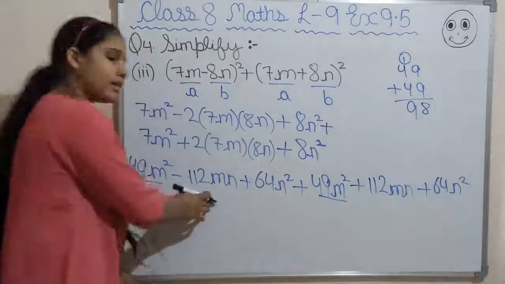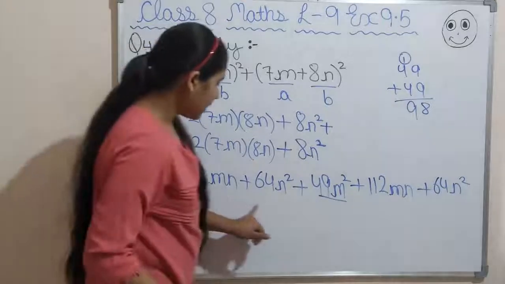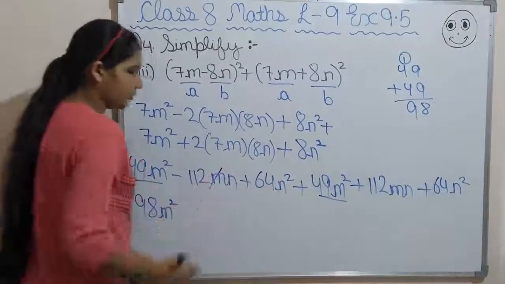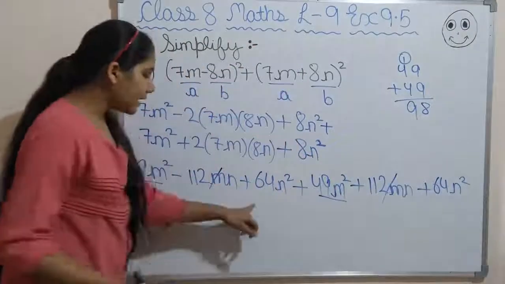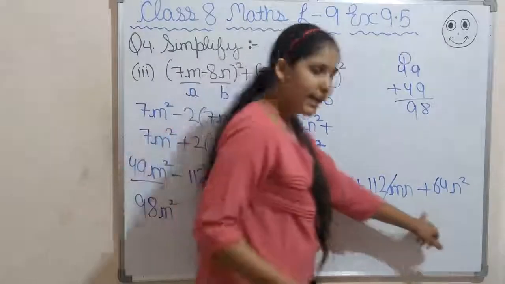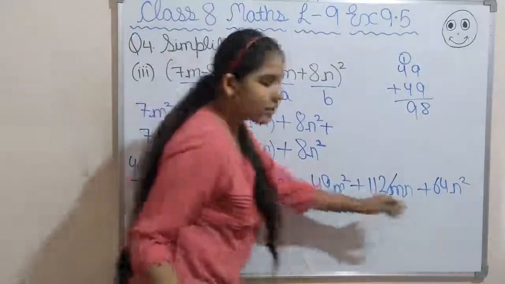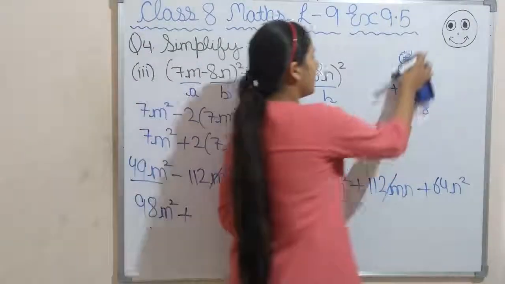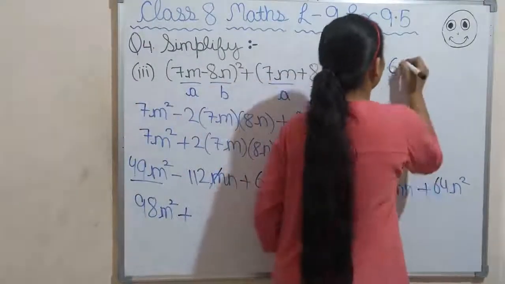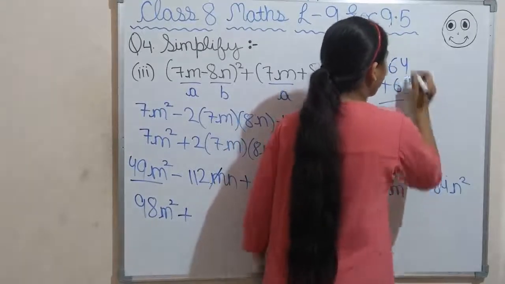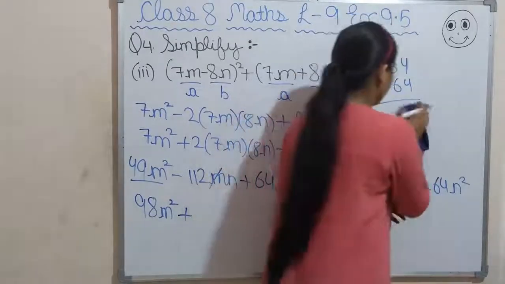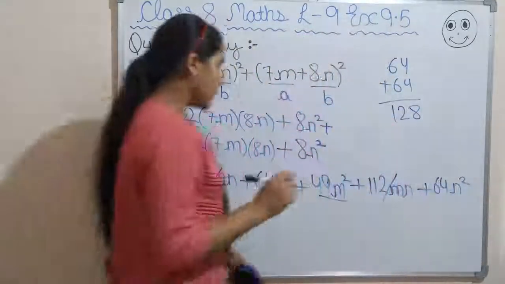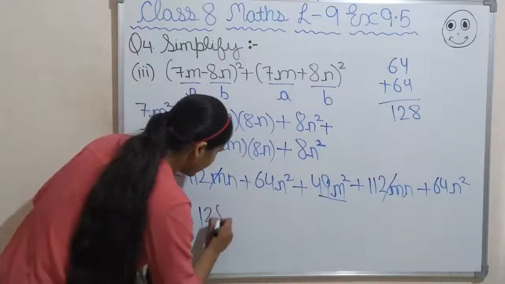Then minus 112mn, and mn is here. So here plus is there and here minus, so it will cut down. Then plus 64n square, it's here. So here also plus is there and there also plus, so we are going to add it again. We give the sign plus, and 64 plus 64 we are going to add. 4 plus 4 is 8, 6 plus 6 is 12, so 128n square.